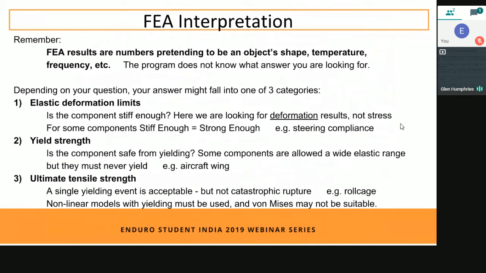And sometimes we might be looking at the absolute deformation, how far did it move through 3D space? Or other times we're just looking for 2D deformation. For example, I don't care how much it moved forwards or backwards, but I'm concerned about the up and down movement of a component, so I can break down the deformation into XYZ components. But a good example of this is, for example, some of our suspension components, or in particular steering compliance.